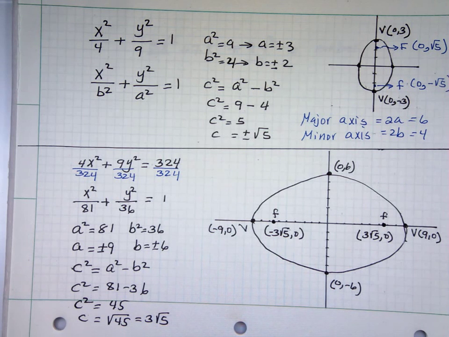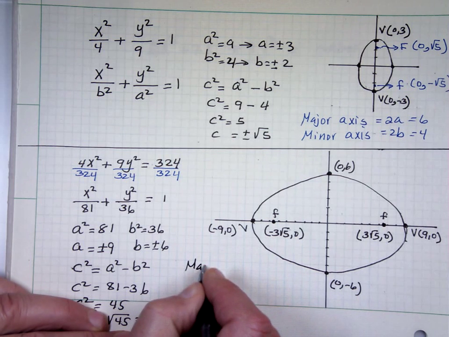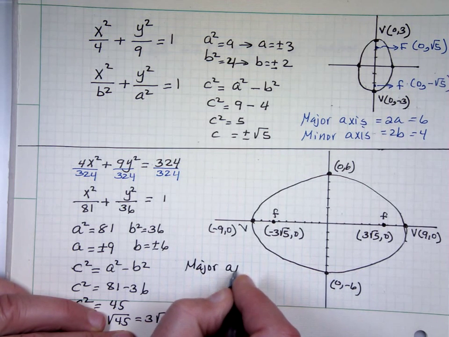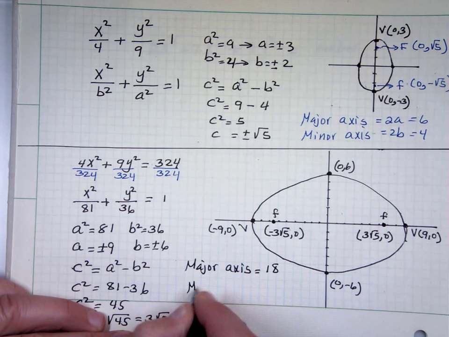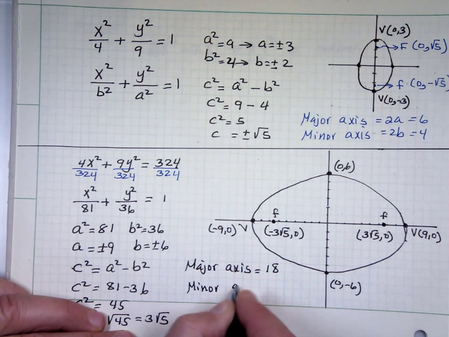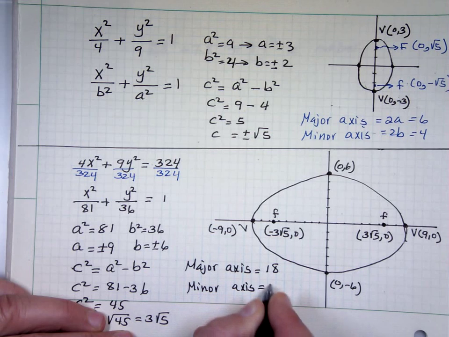Major axis is what? 18, good. Minor axis, 12.